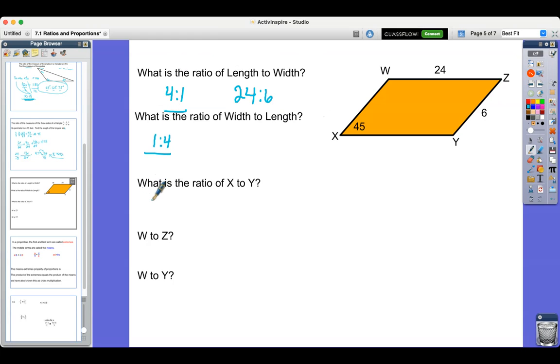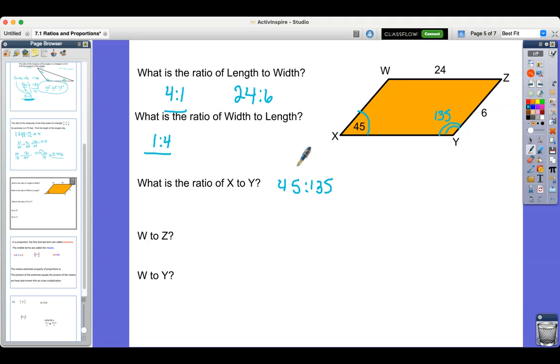So here, what is the ratio of x to y? So the value of x, talking about the angle, is 45 degrees. Now this is a parallelogram, so adjacent angles are supplementary. So what will be this angle right here? 135. Yeah, good job, class. It's 135. So what's 45 to 135?